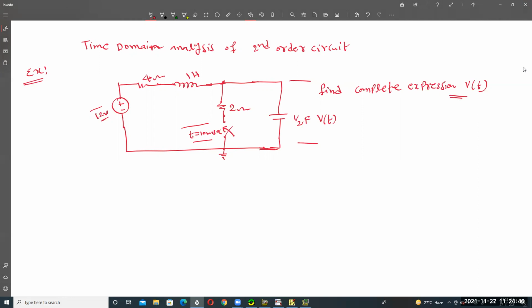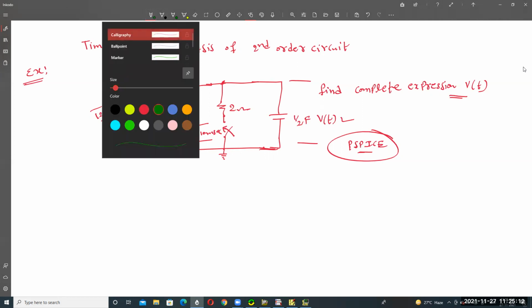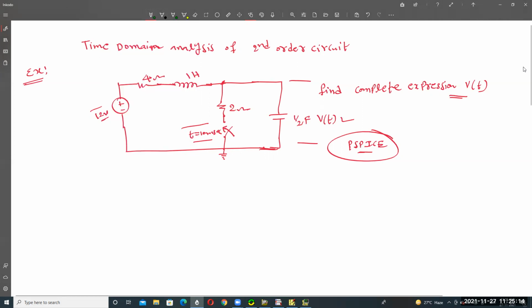So by using this circuit diagram, we have to verify the results by using PSpice. Okay. By using PSpice, we have to verify the results. This V of t expression is correct or not. Okay. So here first, we have to find initial conditions exist or not.